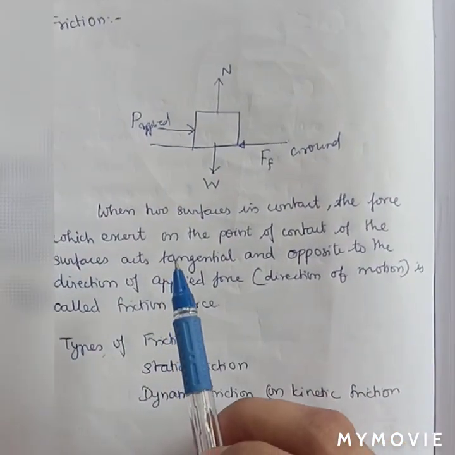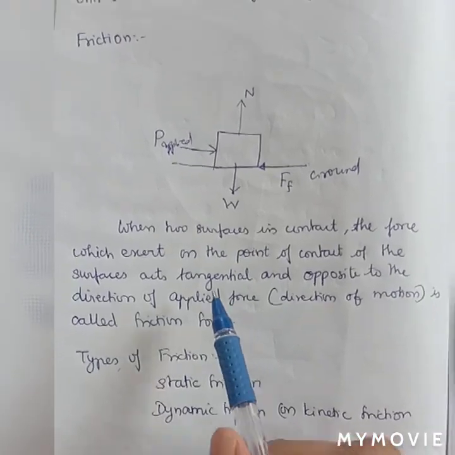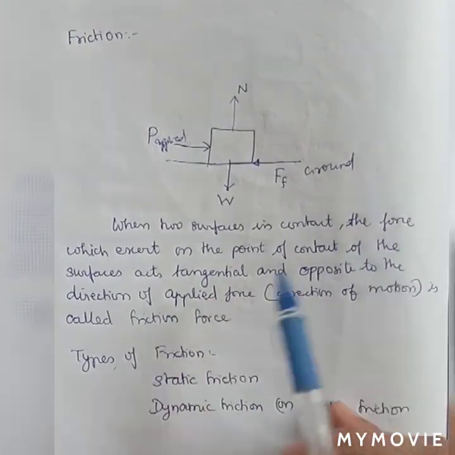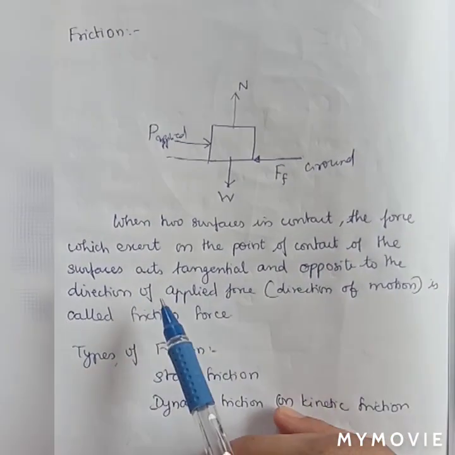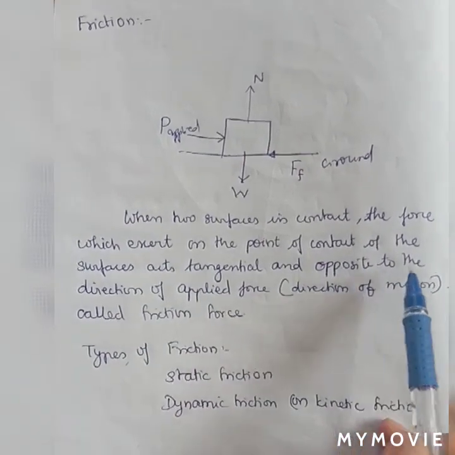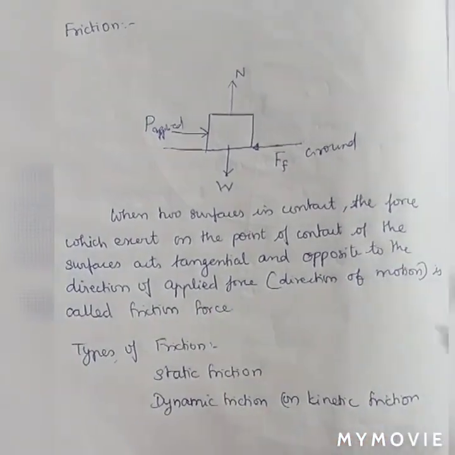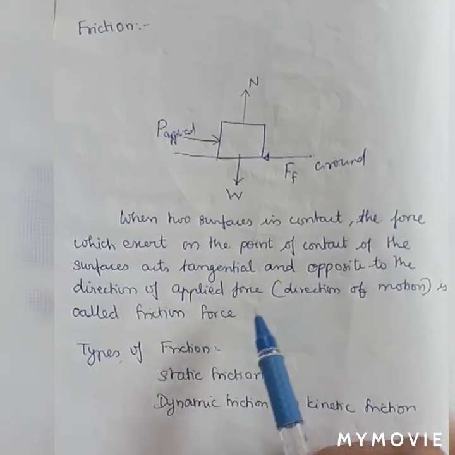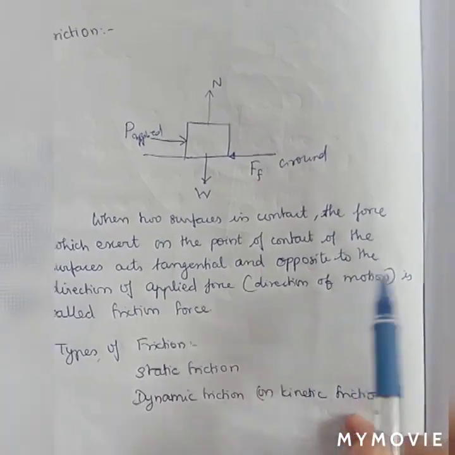I would like to recommend that you pause the video and write out the definition. When two surfaces are in contact, the force which is exerted at the point of contact of the two surfaces acts tangentially and opposite to the direction of the applied force. It is also termed the frictional force, which is always opposite not only to the applied force, but also to the direction of the motion.